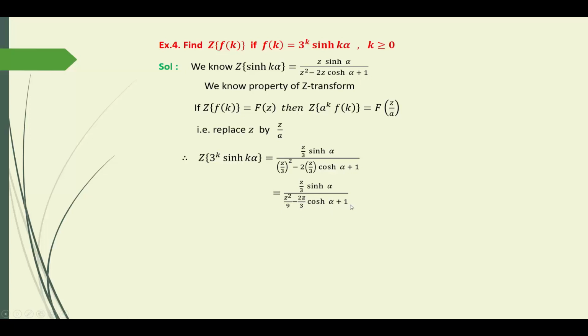Take LCM in the denominator, and the numerator stays as it is: z upon 3 sin alpha upon, LCM in the denominator is 9, numerator is z square minus 6z cos alpha plus 9. Simplify: this 9 is in the numerator, so 9 into z upon 3 means 3z sin alpha. So 3z sin alpha upon z square minus 6z cos alpha plus 9 is the required answer.